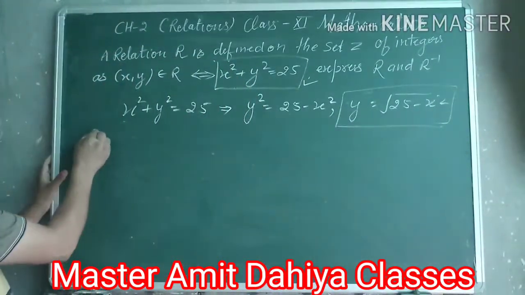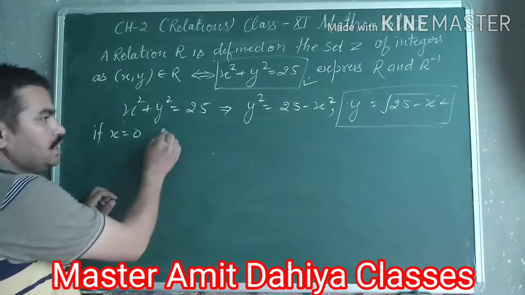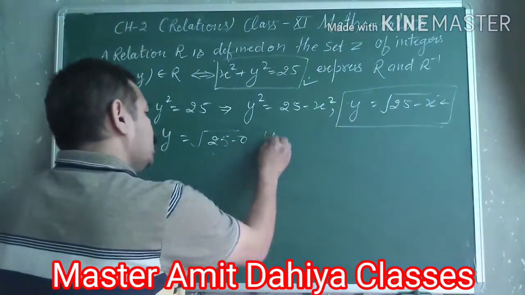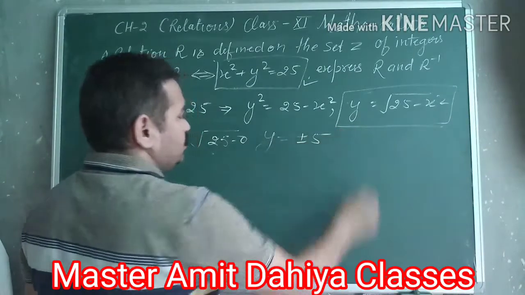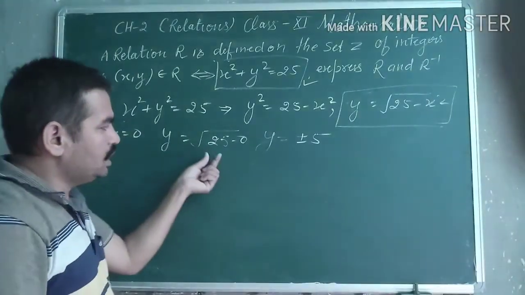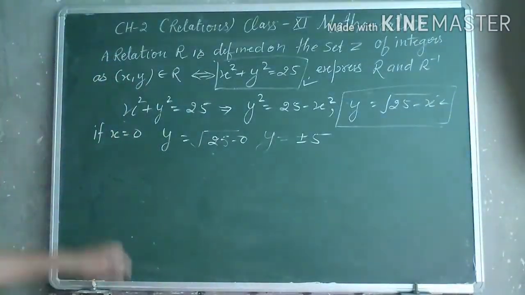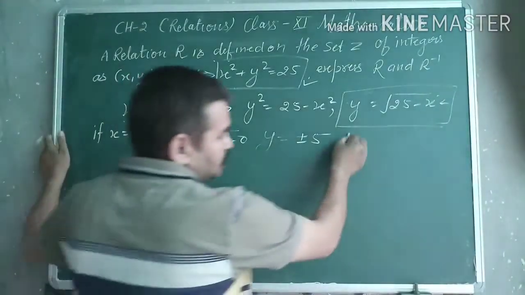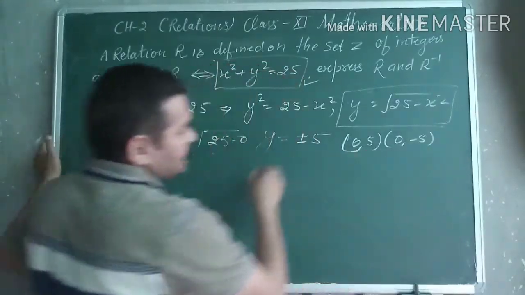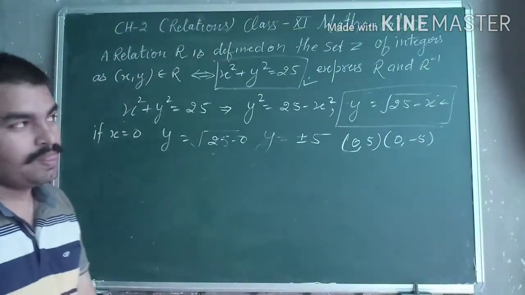Suppose that if x is equal to 0, then y is equal to under the root 25 minus 0. That gives y is equal to plus minus 5. I hope you understood this. If x is equal to 0, then y is equal to plus minus 5. One ordered pair is (0, 5) and another is (0, -5). The x element is written first and the y element is written in the second place.